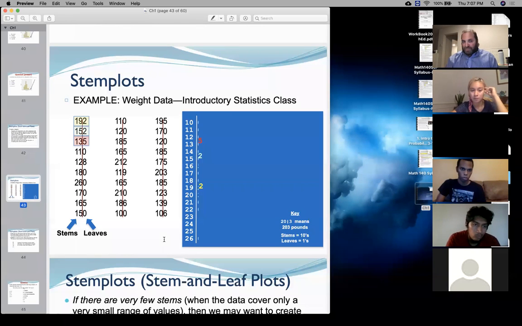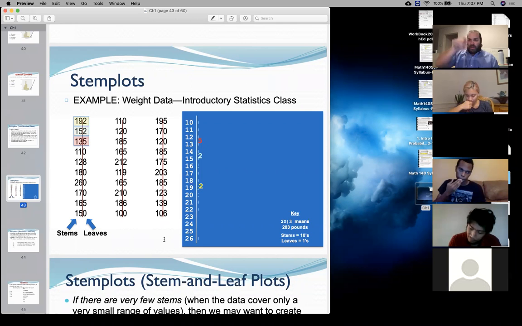Right? So 15 as a stem has at least 2 leaves. One leaf would be a 0, and one leaf would be a 2. And if I quickly look through the rest of the data, is there any other leaf for 15? I don't see any. So the stem for 15 would have 2 leaves, a 0 and a 2.